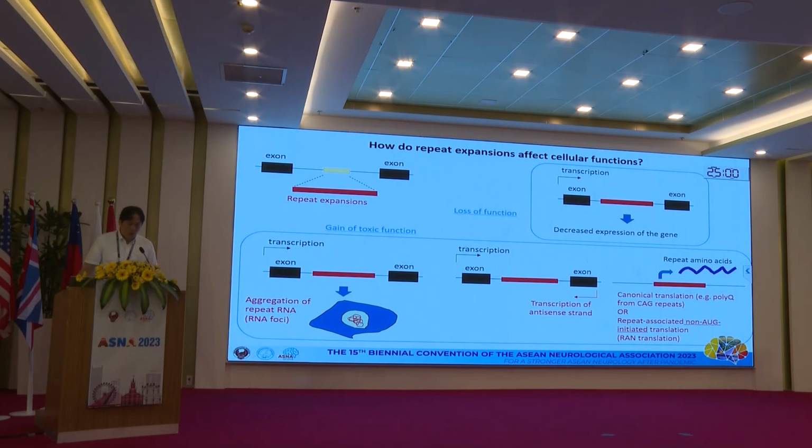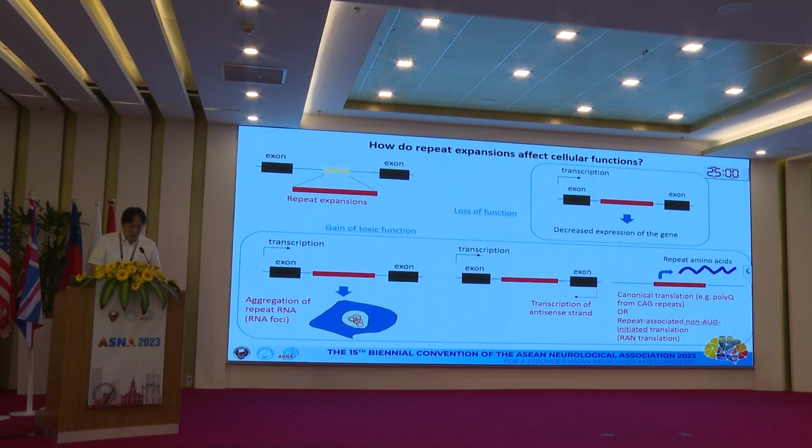So how do repeat expansions affect cellular functions? Some repeats cause a downregulation of the gene, and so it acts in a loss of function manner. On the other hand, the other repeats can act in a gain of function, a gain of toxic function.